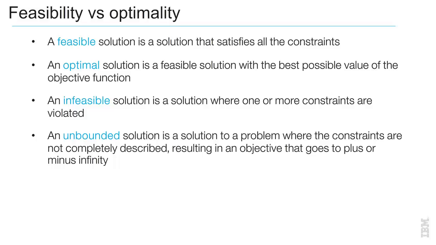An unbounded solution is where the constraints are not completely described, resulting in an objective that goes to plus or minus infinity. The set of all feasible solutions is called the feasible region.